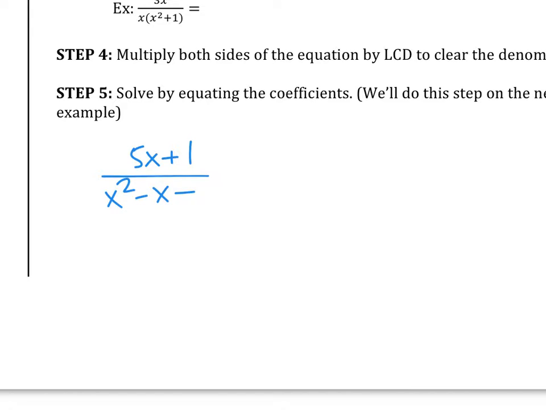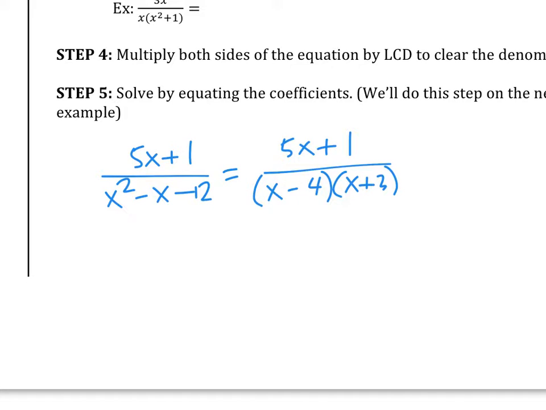I think it was a minus 12, right? I wrote this wrong? Yeah. Sorry, it should be minus. All right, so far so good.